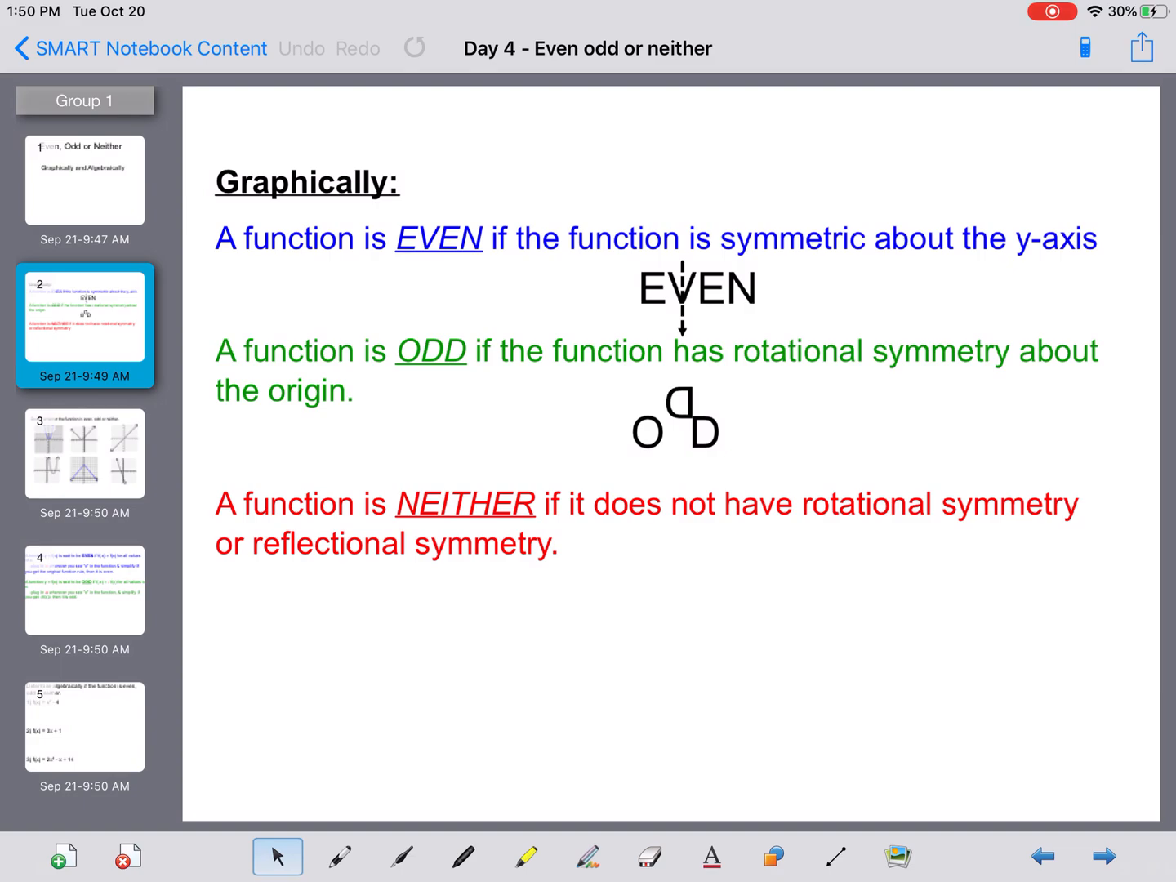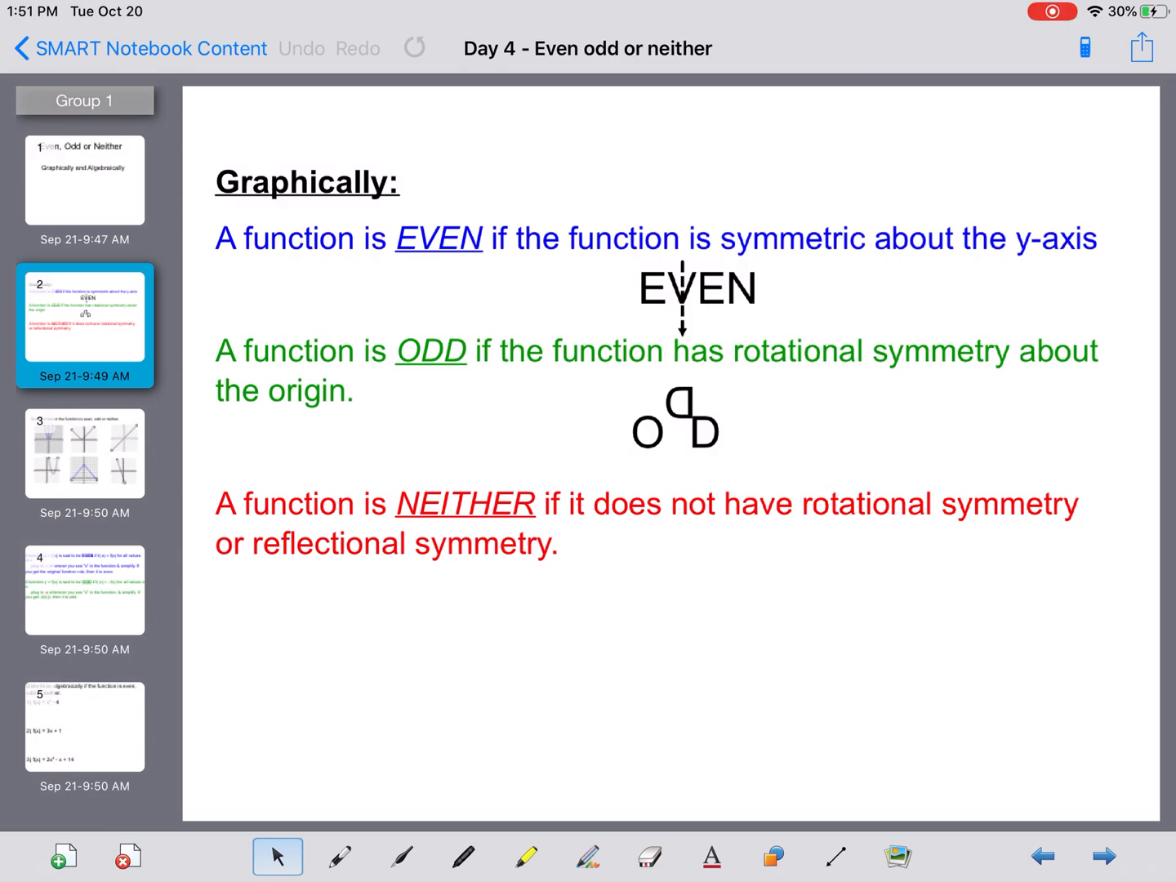And so a function is odd if it has rotational symmetry about the origin. So that means that if we were to rotate 180 degrees about the origin, then that would give us a similar or the same picture. And then if it is neither one of those, then it is going to be neither.